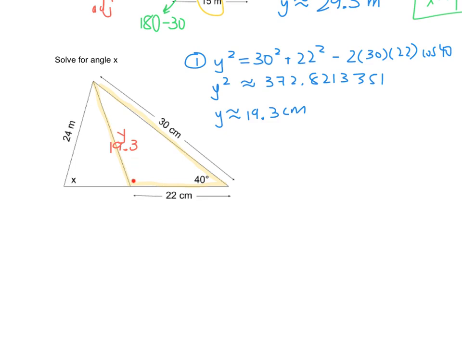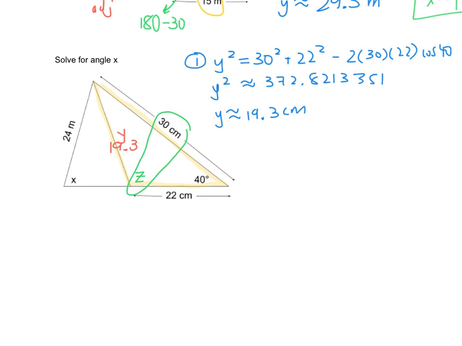Now, if I can find this angle in my triangle on the right side, then I can use supplementary angles to get this angle, and then I can do my nice sine law to get angle x. So we actually have to do another calculation before we ultimately go and solve for x. So I'm going to label this angle z. So I'm looking for angle z and I have its side length, which is 30 centimeters.